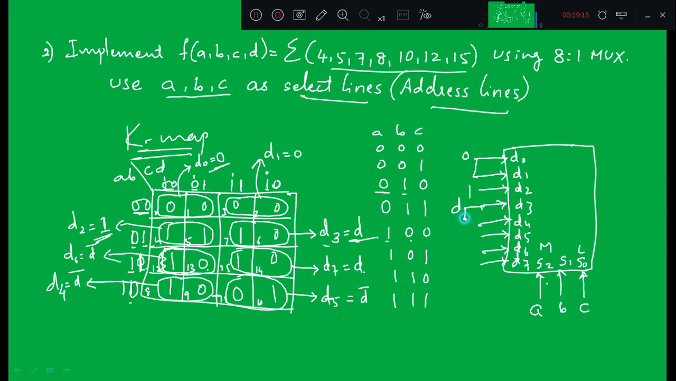So you can take a NOT gate and connect the output of the NOT gate to D4. Next, D5 is also D bar, so no need to use one more NOT gate, short D4 and D5. D6 is D bar, connected directly. D7 is D, so I'll connect D to D7, and this output is F, right? This is the given function. So analyze this using a truth table or whatever method you want to use. Okay, so in the next slide we will discuss how to implement this same function or a different function using a 4:1 mux.